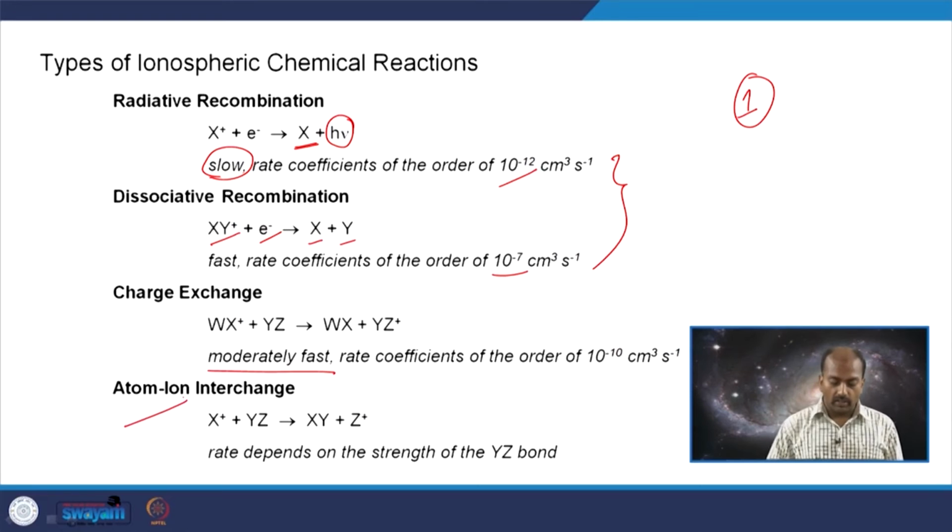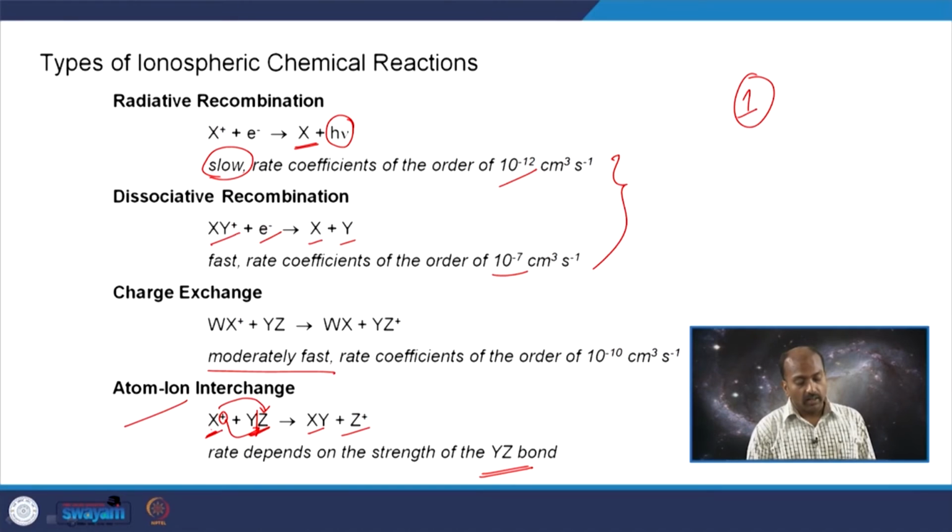And in atom ion interchange, if an ion comes in contact with a neutral molecule, the atom is also exchanged. Let's say this X plus is taking the place of Z, and at the same time transferring the positive charge to Z, right? So charge is exchanged and the atom has switched places in the molecule. The rate mainly depends on the strength of the YZ bond, so how closely are they bonded? The energy carried by X plus should be able to dissociate this molecule, and then attach this neutral X with the Y to form this molecule, right?